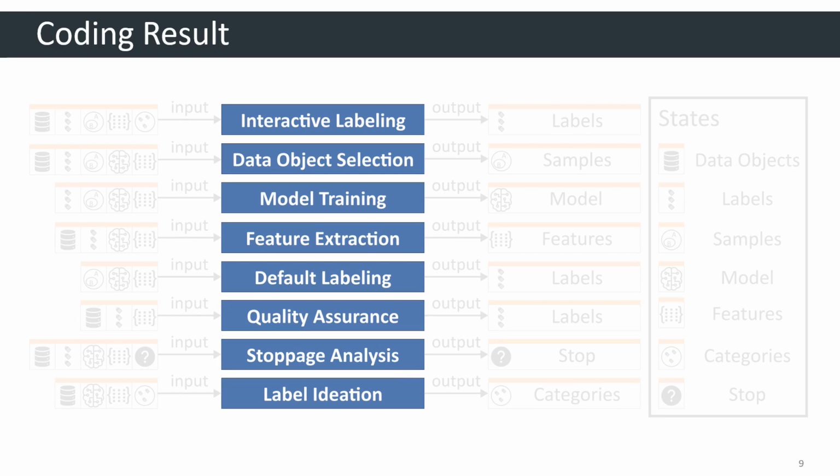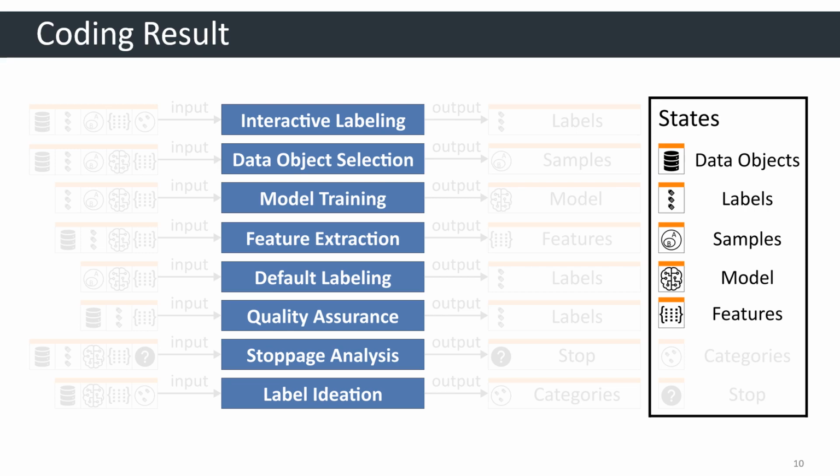Through the coding process, we identified 8 types of common modules, such as interactive labeling, data object selection, and model training. The modules are blocks in flowcharts. We also identified 5 types of common states, including data objects, labels, samples, model, and features. The states are inputs and outputs in flowcharts.